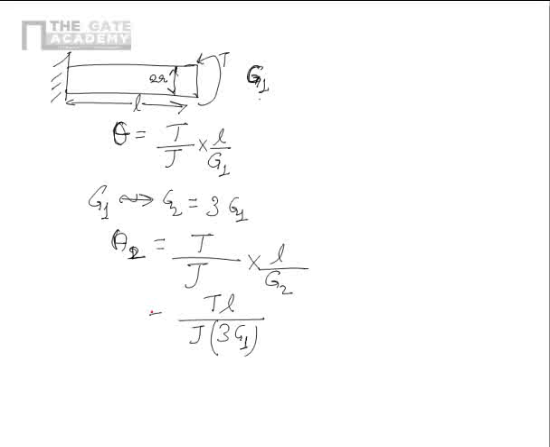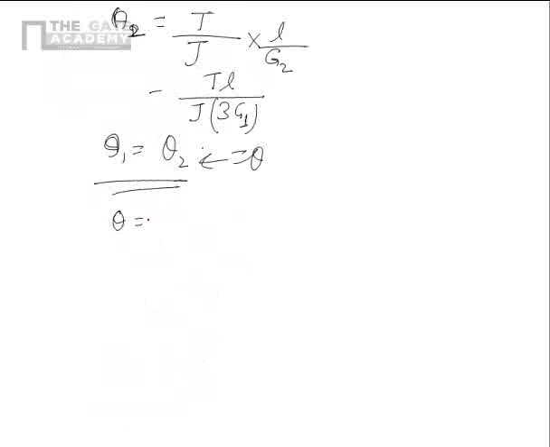Now there are two ways of doing this. If we have to make sure that the twists are equal, I say theta 1 has to be equal to theta 2. This is the condition I want. So how do I do that? I make both of them equal to theta, and there are two ways: I can change the length or I can change the radius.